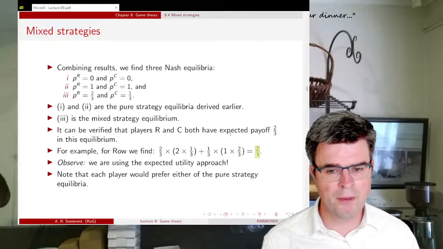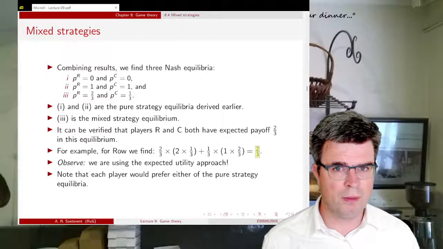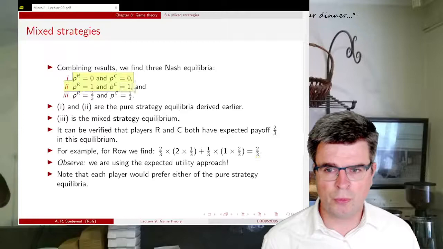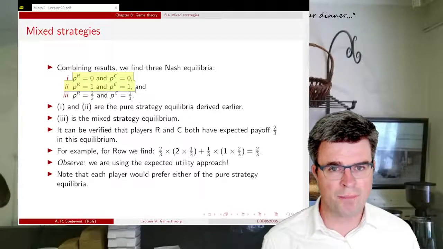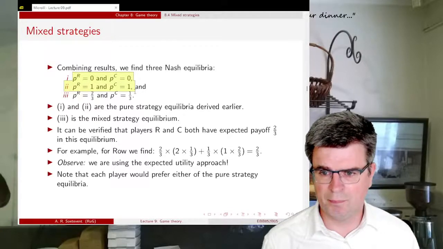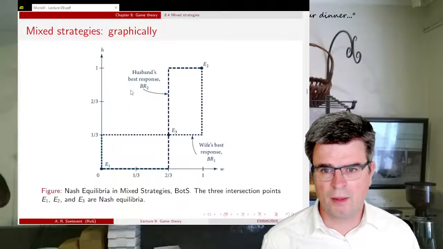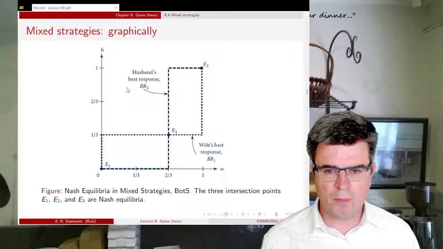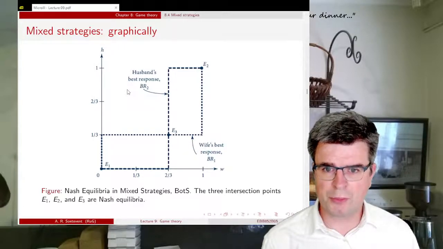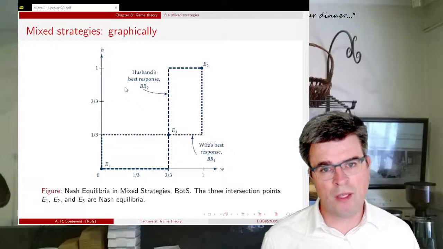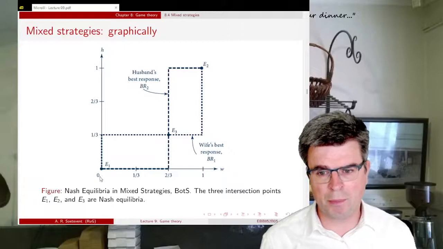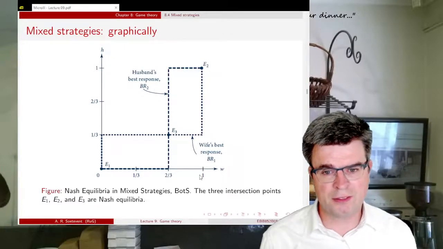So each player would prefer one of the two strategies, or equilibria in pure strategies. We can also show it graphically. This is the best response function that you know from previous coursework. But now we don't have the different actions on the x and y axes, but we have the probability on the x-axis and the y-axis.